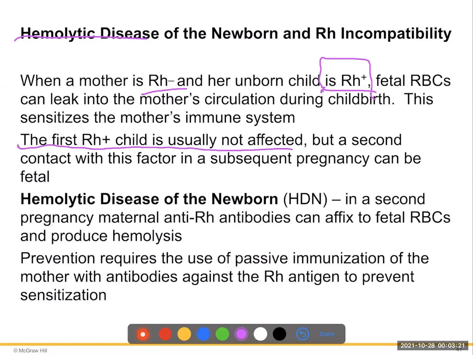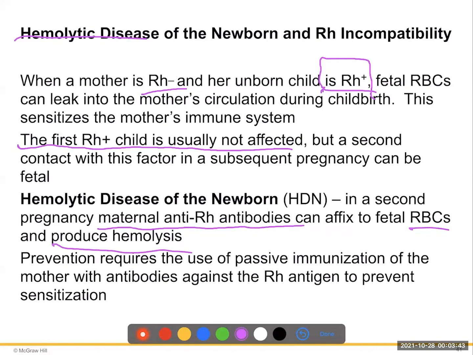A second one with Rh can be fetal hemolytic anemia to the fetus. So the hemolytic disease in a second pregnancy, the maternal anti-Rh antibodies can bind to the fetal red blood cells and produce hemolysis. It binds up the red blood cells and destroys them.